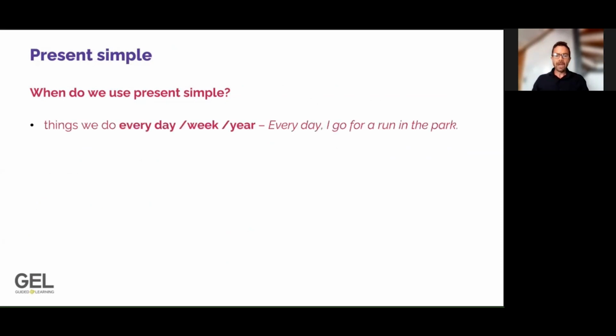Let's start with present simple. There are two reasons that we use present simple. First of all, we use this for things that are repeated, regular actions, something that is every day, every week, every year. And we see in the example sentence, every day, I go for a run in the park. This happens again and again and again, and we use present simple.